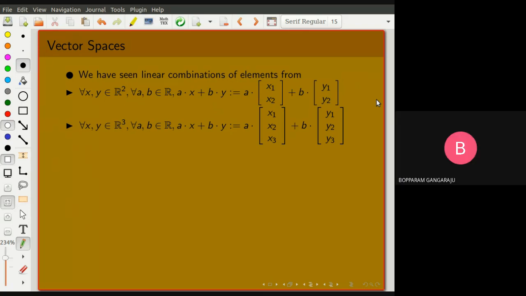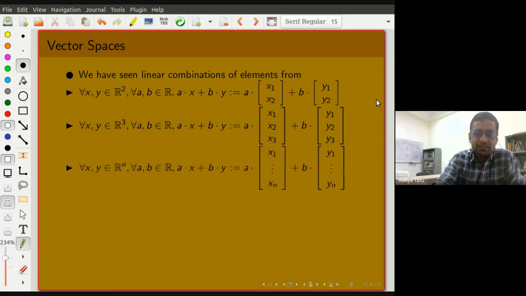Yes, sir. Okay. Why R3, right? I mean, you can do this for any Rn. And what I want you to observe here is the commonality. Although the sets in themselves, R2, R3, Rn, for n different from 2 and 3, are very different, as far as linear combination of elements is concerned, there is a commonality here, right?